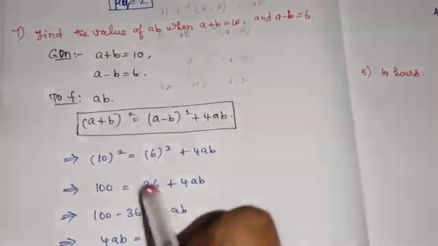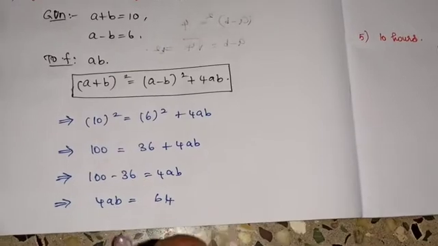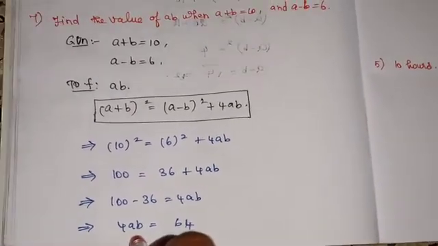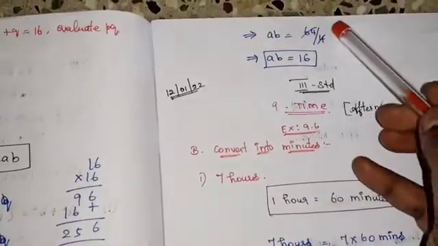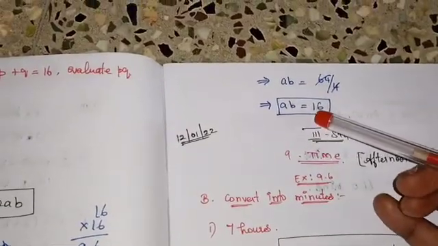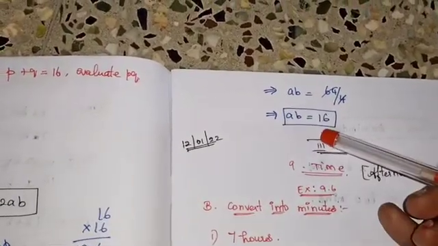You want the AB only. So 36 comes this side. 100 minus 36 is 64, equal to 4AB. You want only the AB, so 4 comes this side. So AB is equal to 64 by 4. 4 times 16 is 64, so AB is equal to 16.